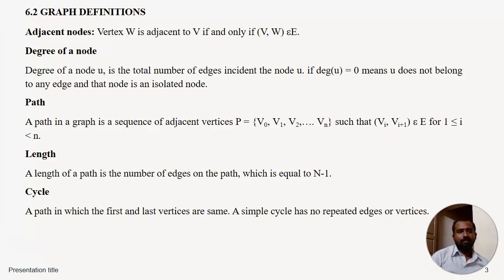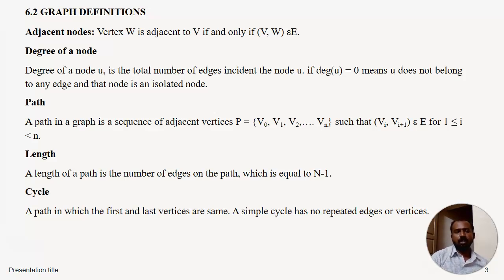The next one, graph definitions: adjacent nodes, degree of node, path, length and cycle. What is meant by adjacent nodes? Vertex W is adjacent to V if and only if there is an edge between them. Next we have degree of node. The degree of node U is the total number of edges incident on the node U. If the degree of U equals 0, it means U does not belong to any edge, and that node is an isolated node.